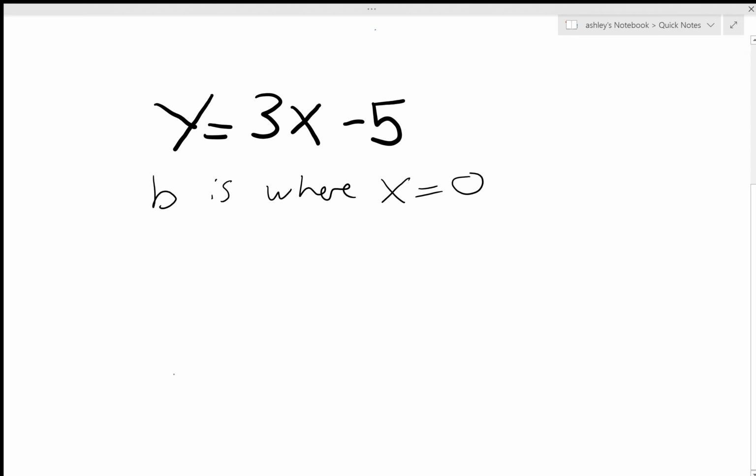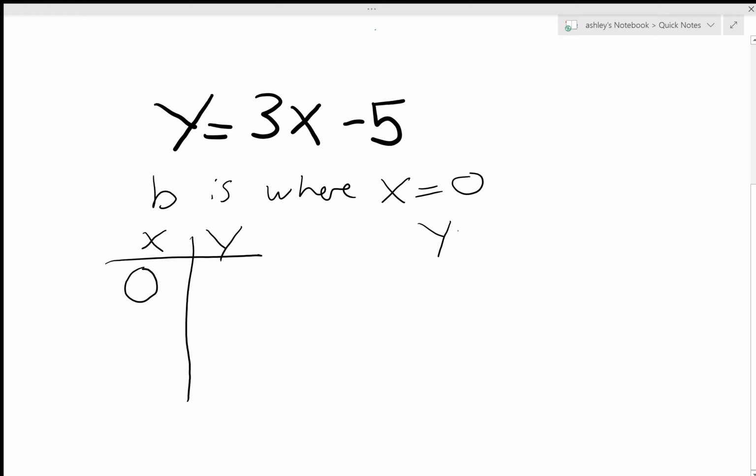So when you're going to make a table, we make a little t. We've got our x and our y values. X is going to be our input. X is what we put into the equation. Y is what we're going to get out. So the first value I want to put in is my x. That way I can figure out what b is.